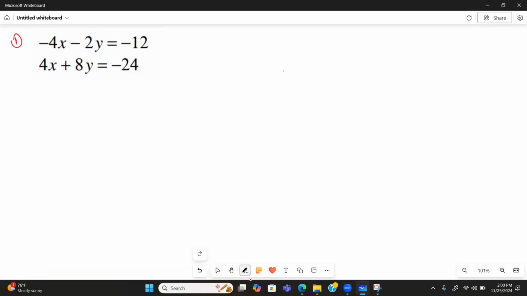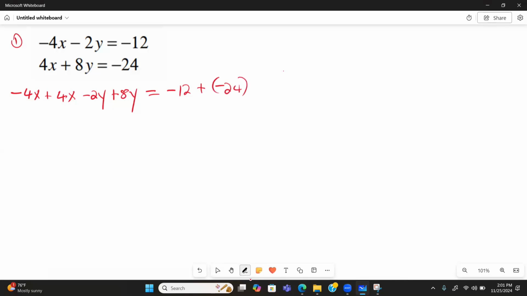So let's eliminate x. One is -4, one is +4. When the signs are different, we add, so that it becomes 0. So let us put it together: -4x plus 4x, and I'm writing everything, -2y plus 8y, and this is equal to -12 plus -24. So I'm adding both equations.